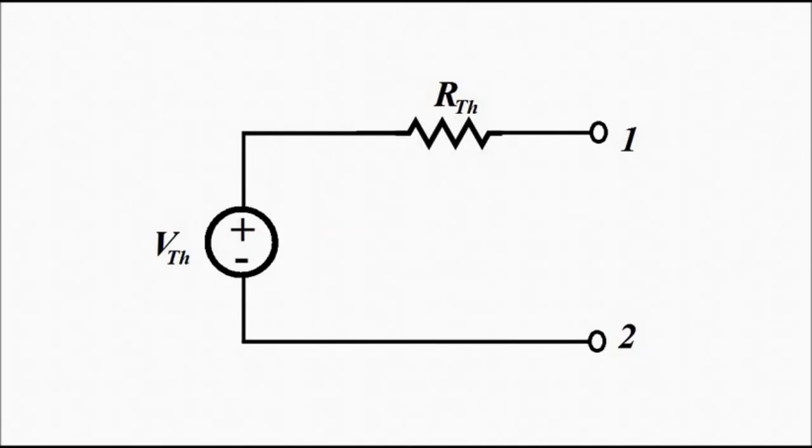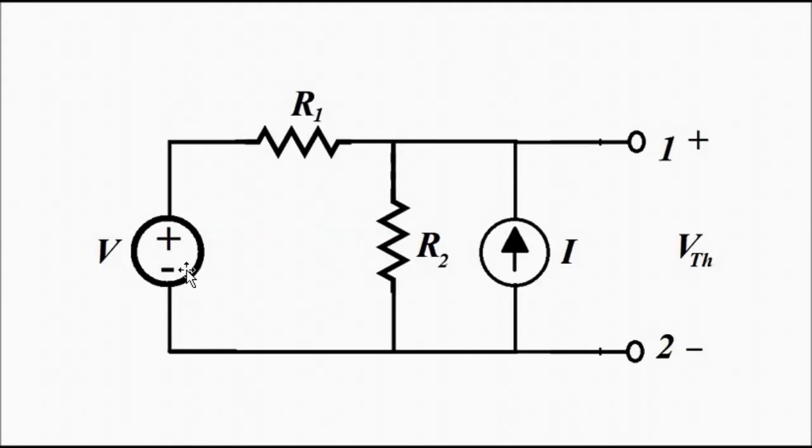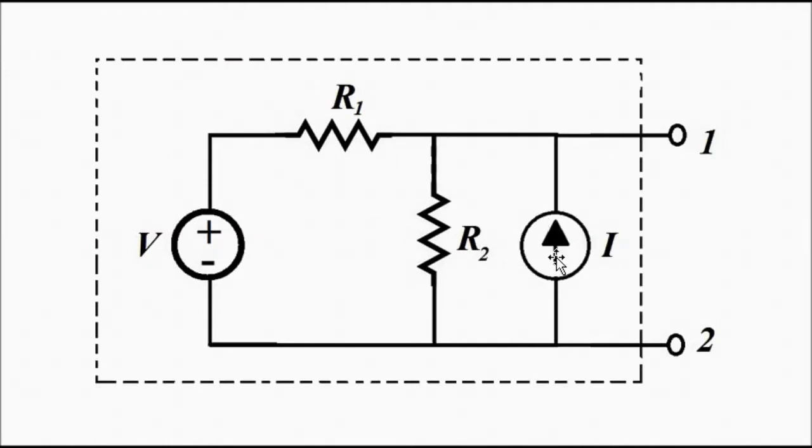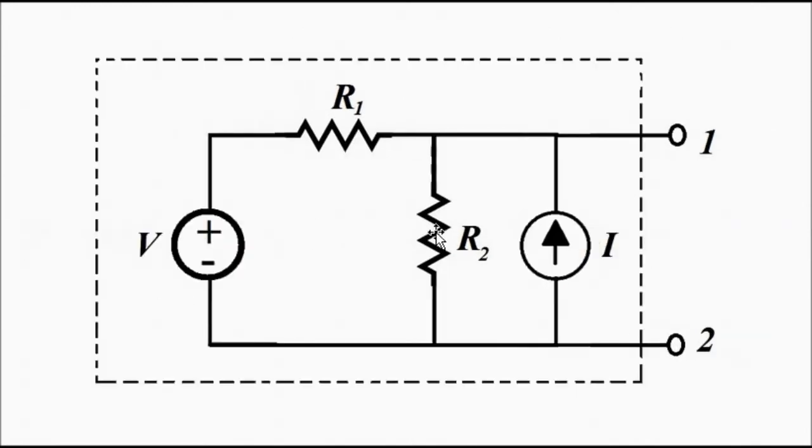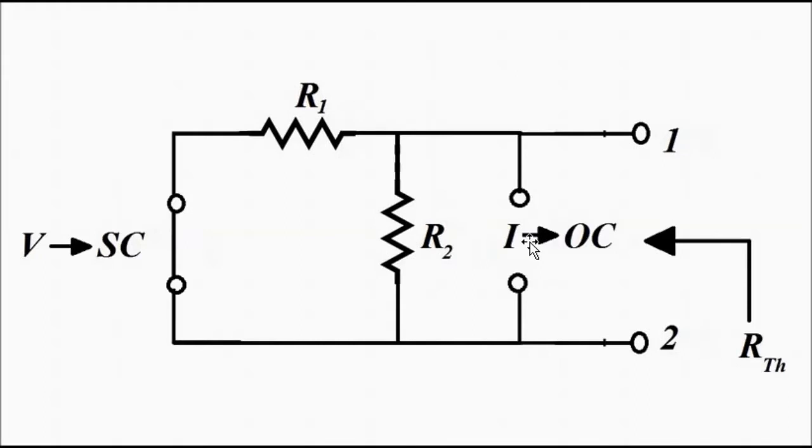To determine the Thevenin resistance, what is done is that the independent sources, that will be the independent voltage or current source, have to be deactivated. So how is deactivation of independent sources done? Voltage sources are short circuited, current sources are open circuited. Okay, independent sources are deactivated, voltage sources short circuited, current sources open circuited.